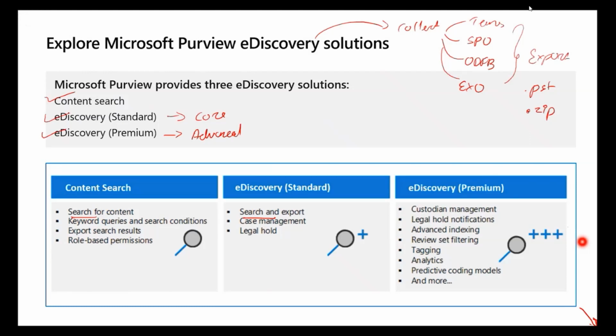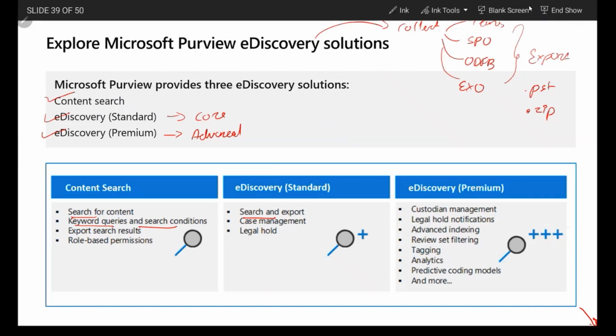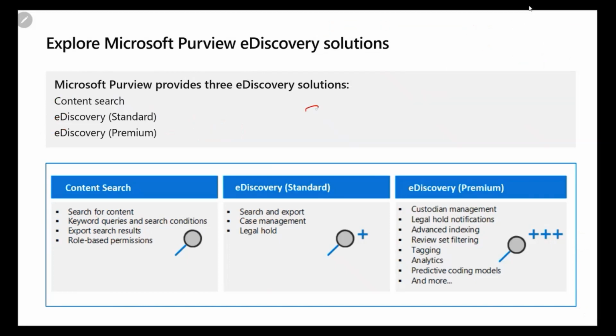If you want to narrow down the scope of the search, you can use keyword queries and search conditions to narrow down the scope. Maybe let's say I want to collect all of the data that belongs to this particular keyword, which is invoice 219. So I can run this keyword query and all of my email data, file data, and chat data will be collected with this keyword or wherever this keyword is found.